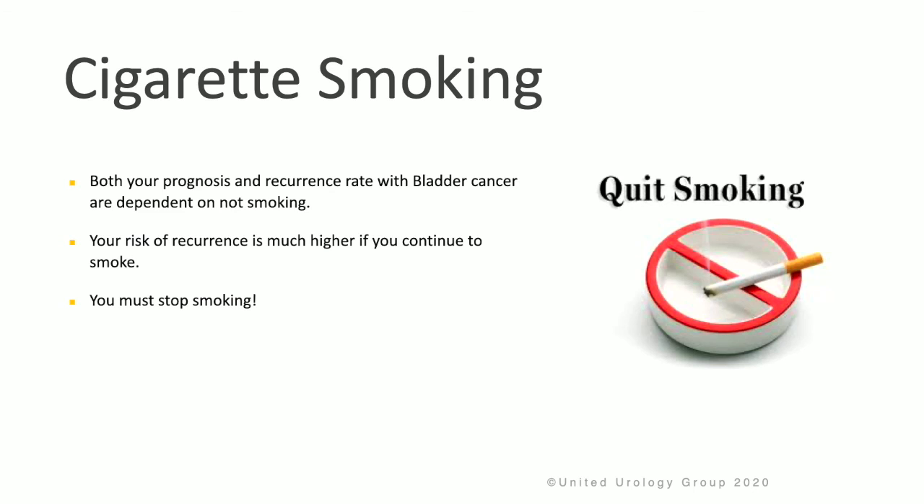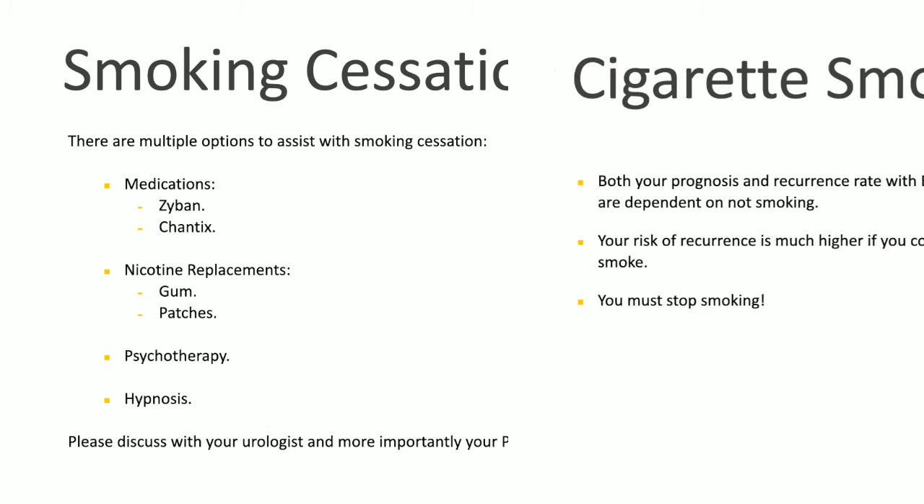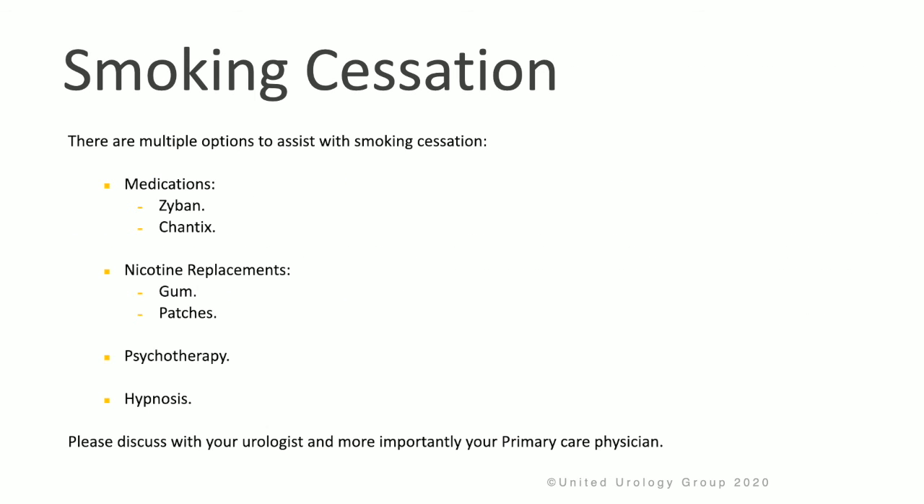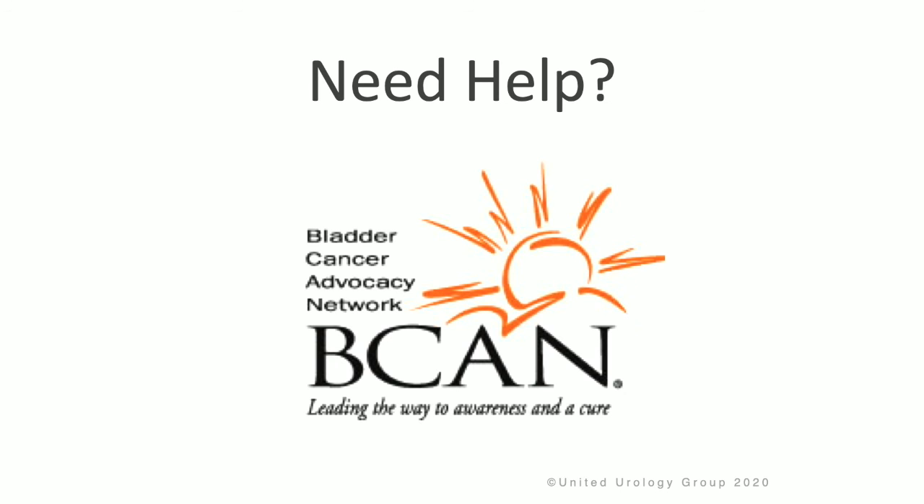Both your prognosis and recurrence rate with bladder cancer are dependent on you not smoking. Your risk of recurrence is much higher if you continue to smoke. You must stop smoking. If you need help stopping, there are a number of things to assist: medicines, nicotine replacement, psychotherapy, and hypnosis. Please discuss these with your urologist as well as your primary care physician. If you need further help, please reach out to the Bladder Cancer Advocacy Network, BCAN.